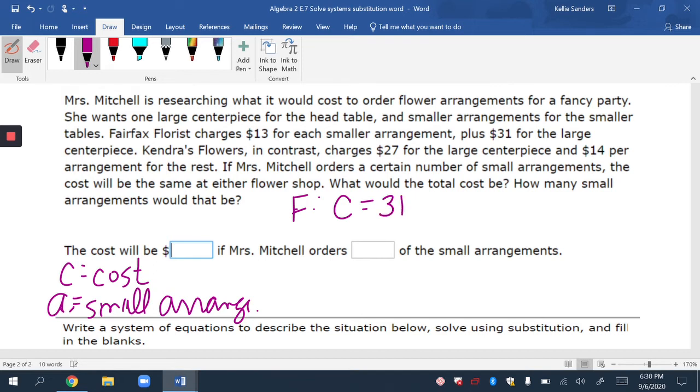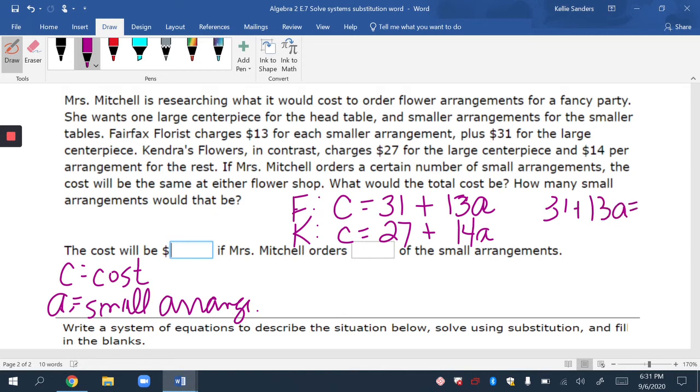She's only going to order one large one for the head table. And then she is going to pay $13 for every small arrangement. At Kendra's, the cost is going to be $27 for the large and $14 for the small. So $31 plus $13A equals 27 plus 14A.